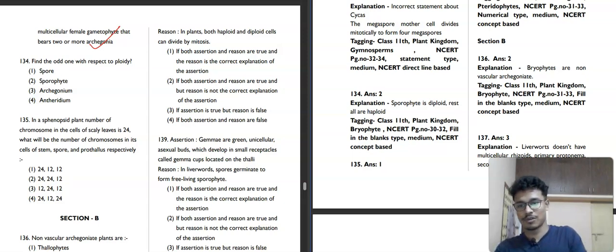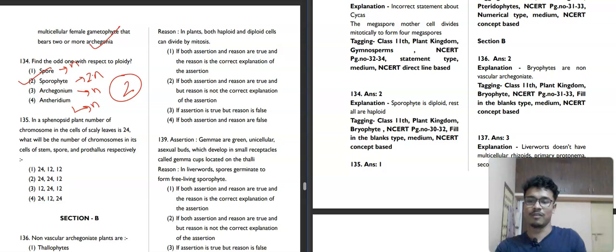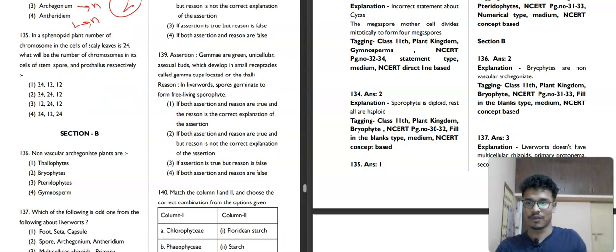Spore is diploid? No, spore is haploid, sporophyte is diploid. Archegonium is haploid, antheridium is haploid. So here which is the odd one? All these three, spore, archegonium and antheridium, are haploid, but sporophyte is diploid. That's why the second option will be our correct answer. Now we'll move towards the next question.